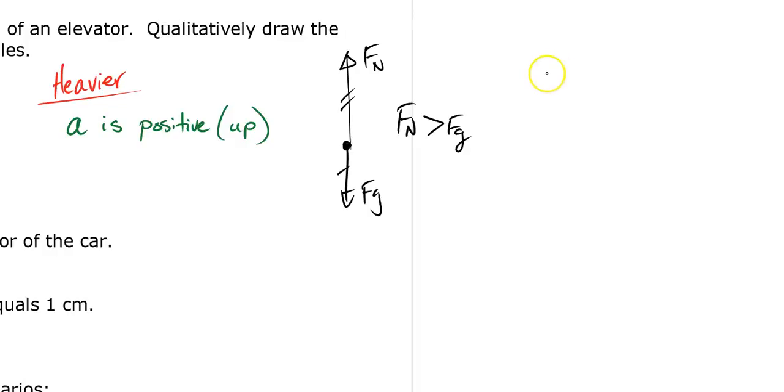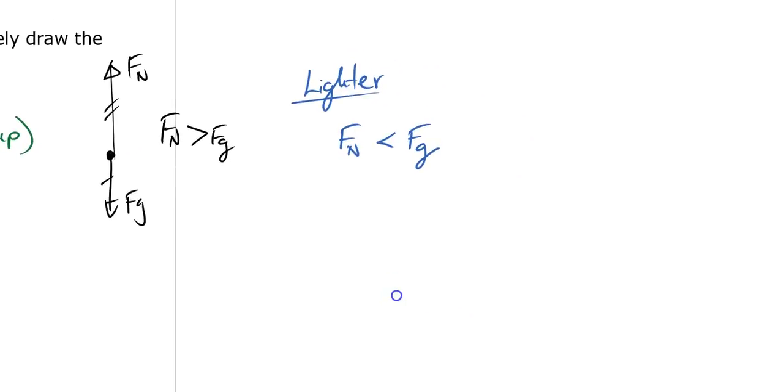We don't have to work this one out. But you're looking for Fn to be smaller than Fg. What the heck? Let's go ahead and do the FBD.